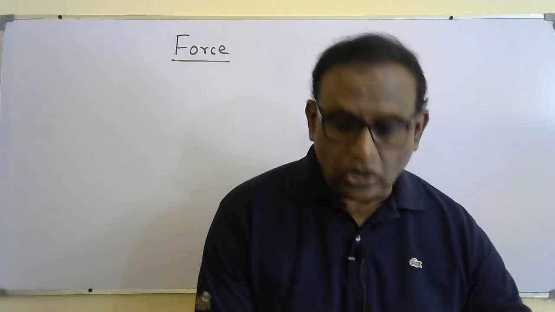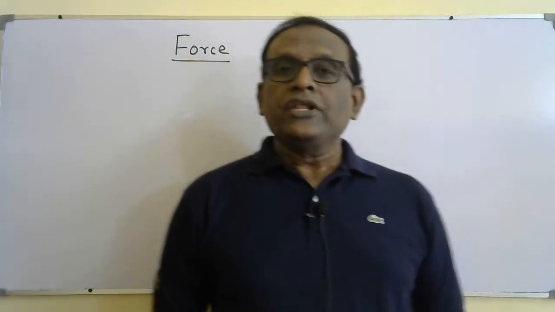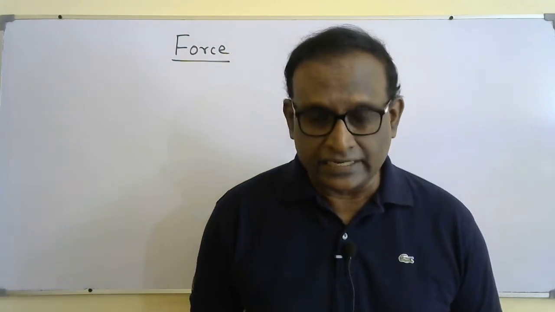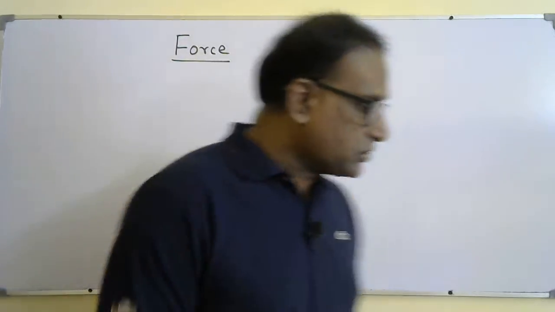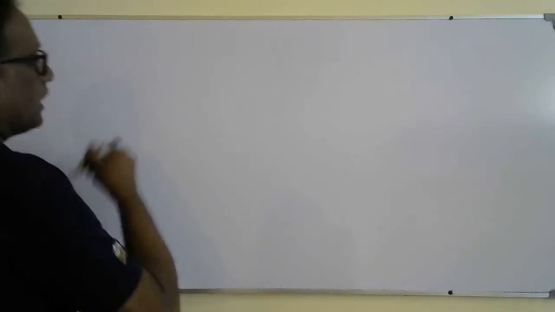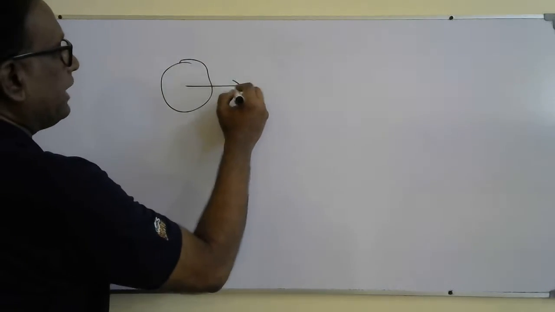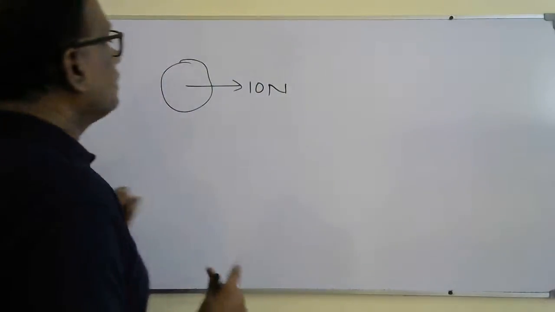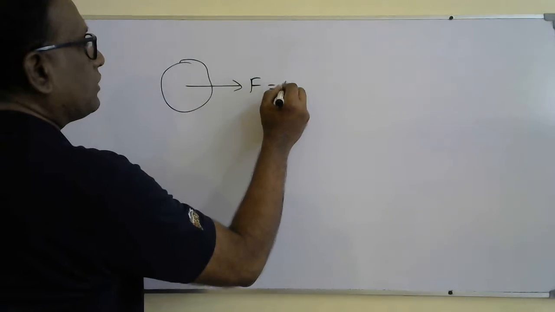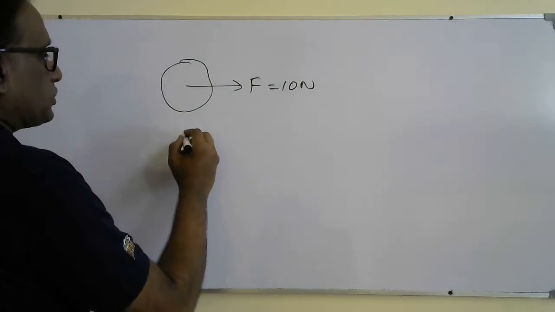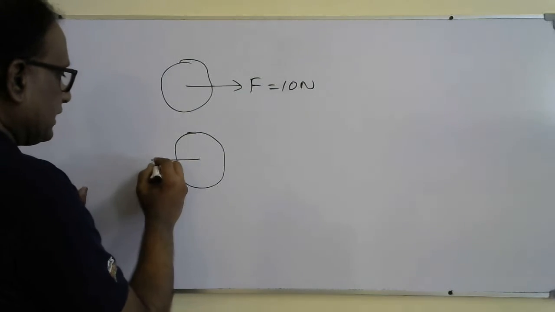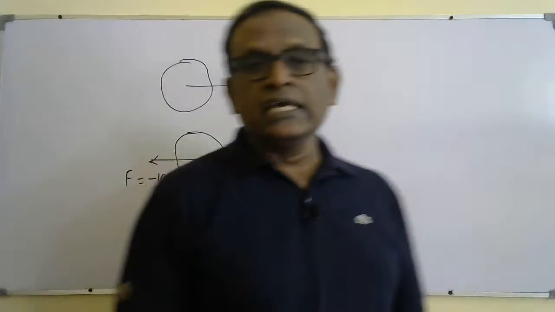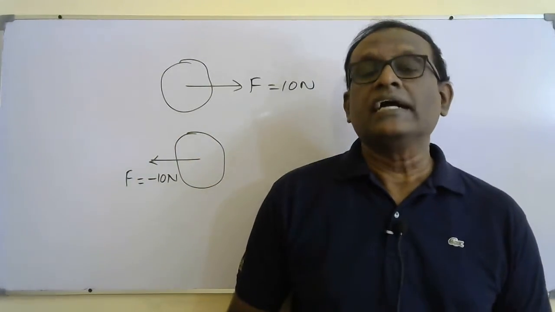So what are the properties of a vector? The first thing you should know is that when you invert the direction of a vector, it will be indicated with a negative sign. That is applicable for force also. So there's an object, and on that object a force of 10 Newton is acting towards right or towards east. I can name this F = 10 Newton. The same force could be shown on the same object in this direction as F = -10 Newton. That means when the direction of a force is inverted, it will be written with a negative sign.